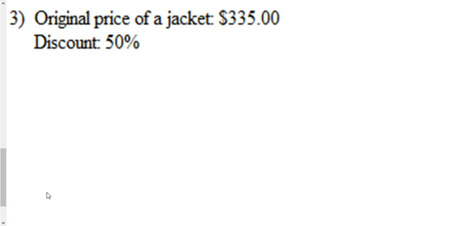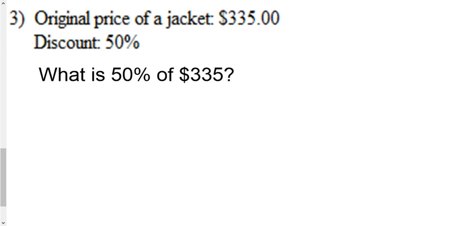Okay, let's move on to our next example. So you're looking at a nice jacket that's originally $335, and for some reason they couldn't sell it. Maybe it's too small of a size or too large of a size, and they decided to give you a 50% discount. So how do we go about figuring this out?